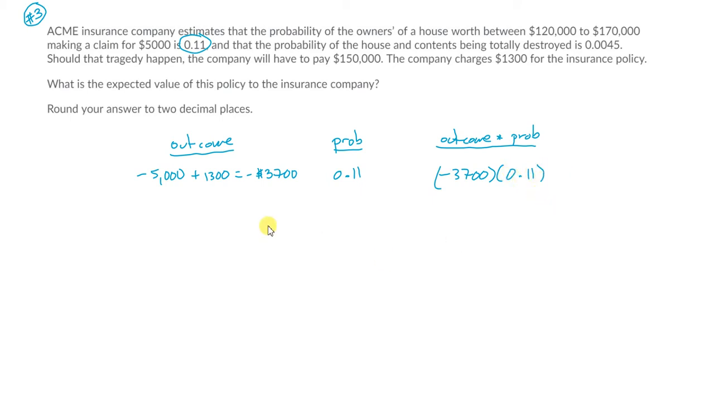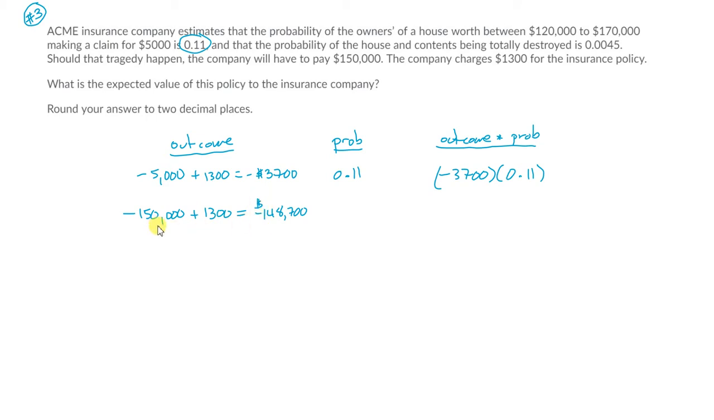Okay? Now, what's the next outcome? Next outcome is total destroyed, right? That contents are totally destroyed. You're going to have to pay out $150,000. That's a payout, which means you're losing that money if you're the insurance company. But of course, you're collecting $1,300 from that person, right? So what's that payout? That's going to be negative $148,700, I guess, right? $148,700. That'd be $149. Yep. Okay.